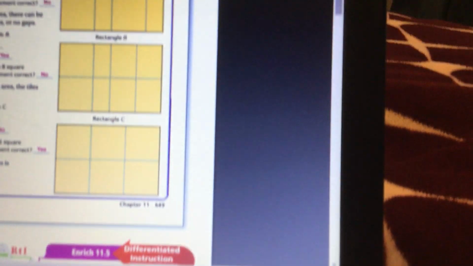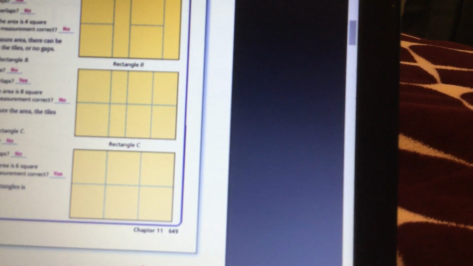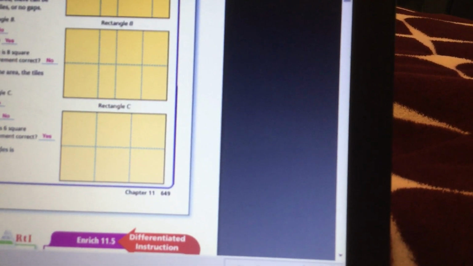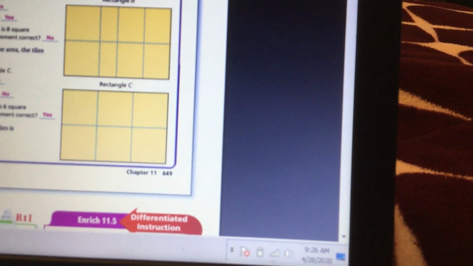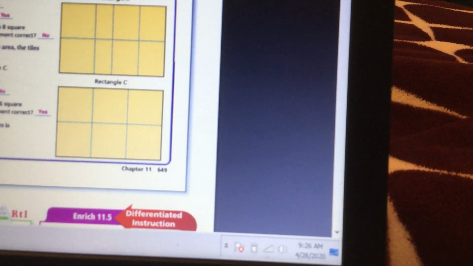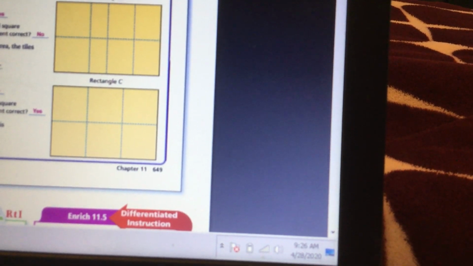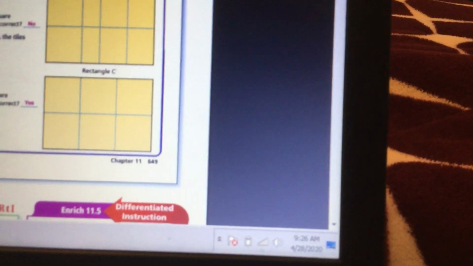So then we go look at rectangle B. And again, do you see that those squares are not equal? They are not even. When we go down to rectangle C, there we can see that all the squares are equal, and that's when we can really find the area of the rectangle. We have to make sure that they are 1 by 1, okay? However long the length is, the width is the same when we measure how many squares are inside that rectangle, okay?